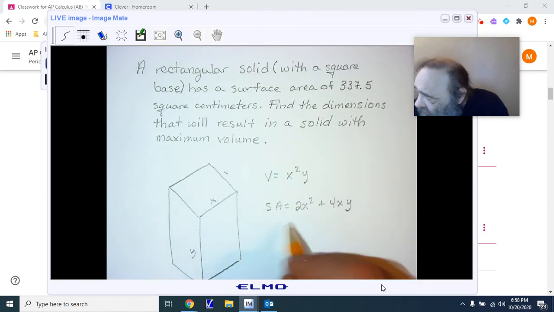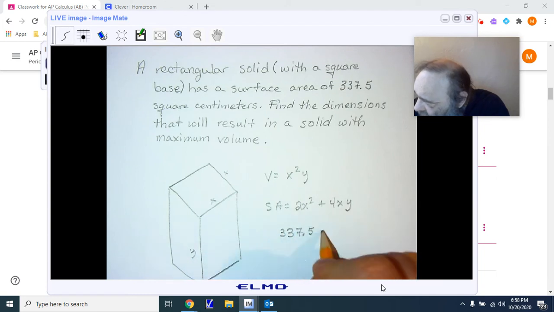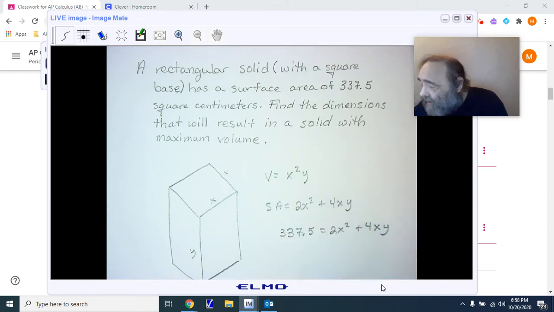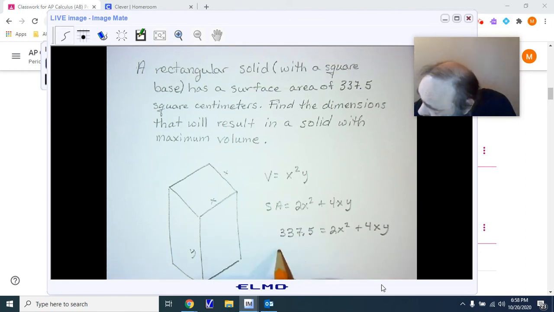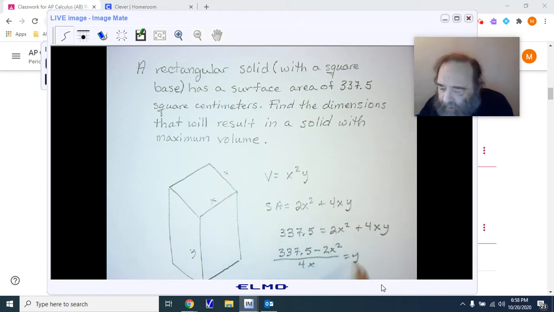And I know the surface area is 337.5, and I need to find the variable that works best. It's going to be y. See how there's only one y? So that's what I solve for. 337.5 minus 2x squared divided by 4x is y.